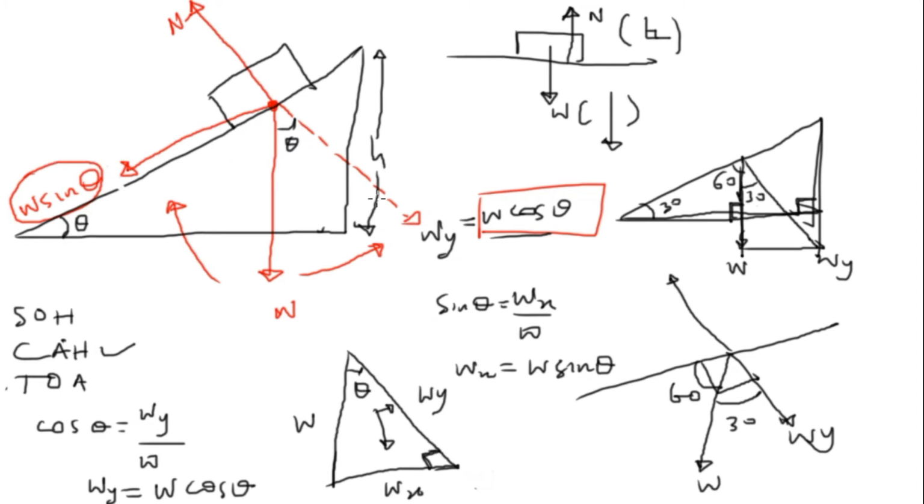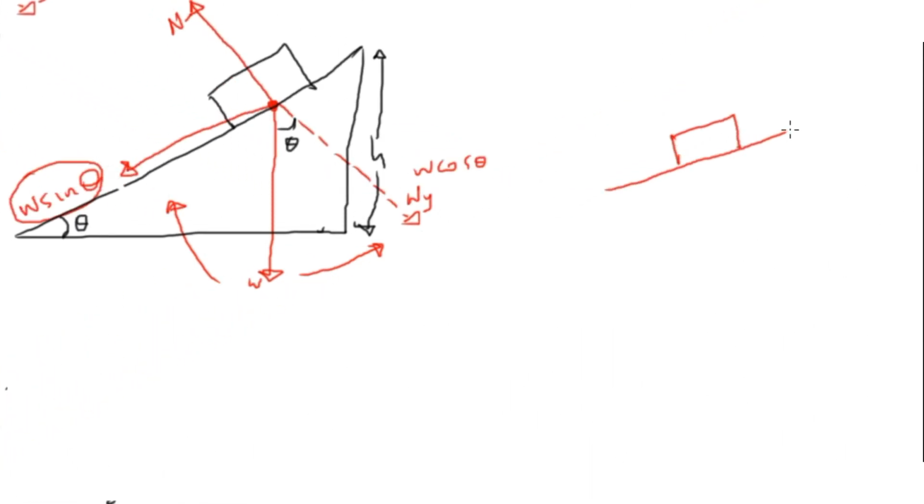Now let's have the free body diagram of this object to show all the forces that act on the object. If this is the object, the weight acts vertically downwards. Then the component of the weight which makes it slide downwards along the surface of the inclined plane, that's w sine theta, and then the vertical component of the weight, which is w cos theta, and then the normal force, which is N.